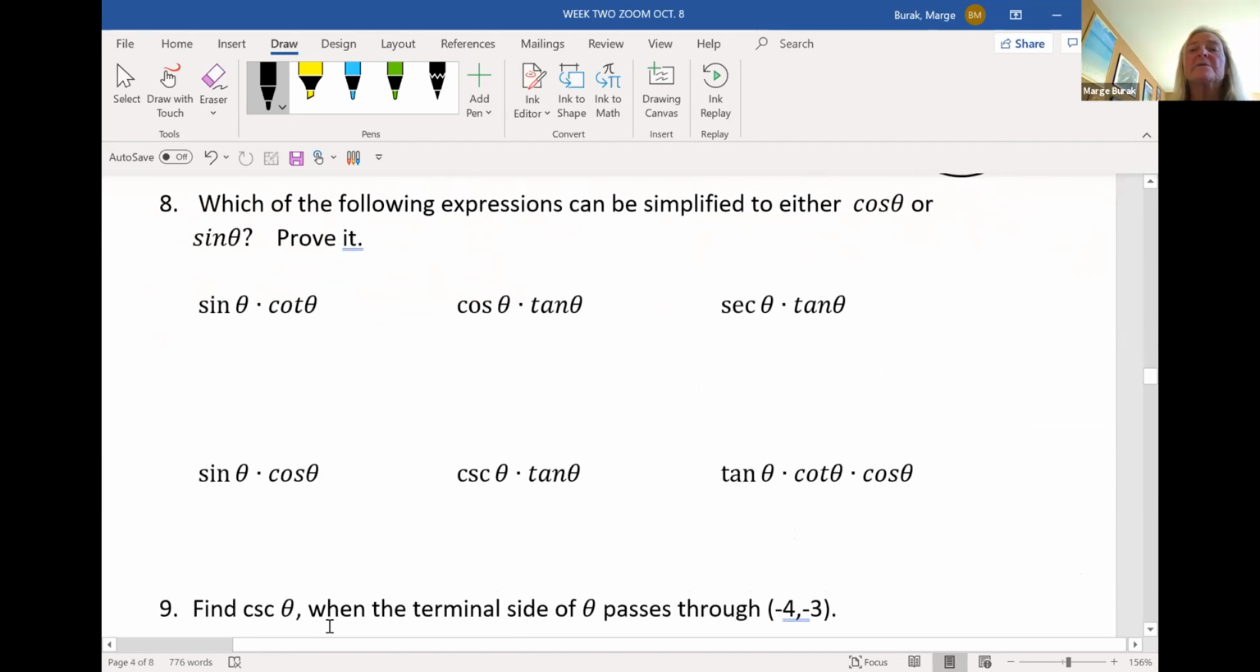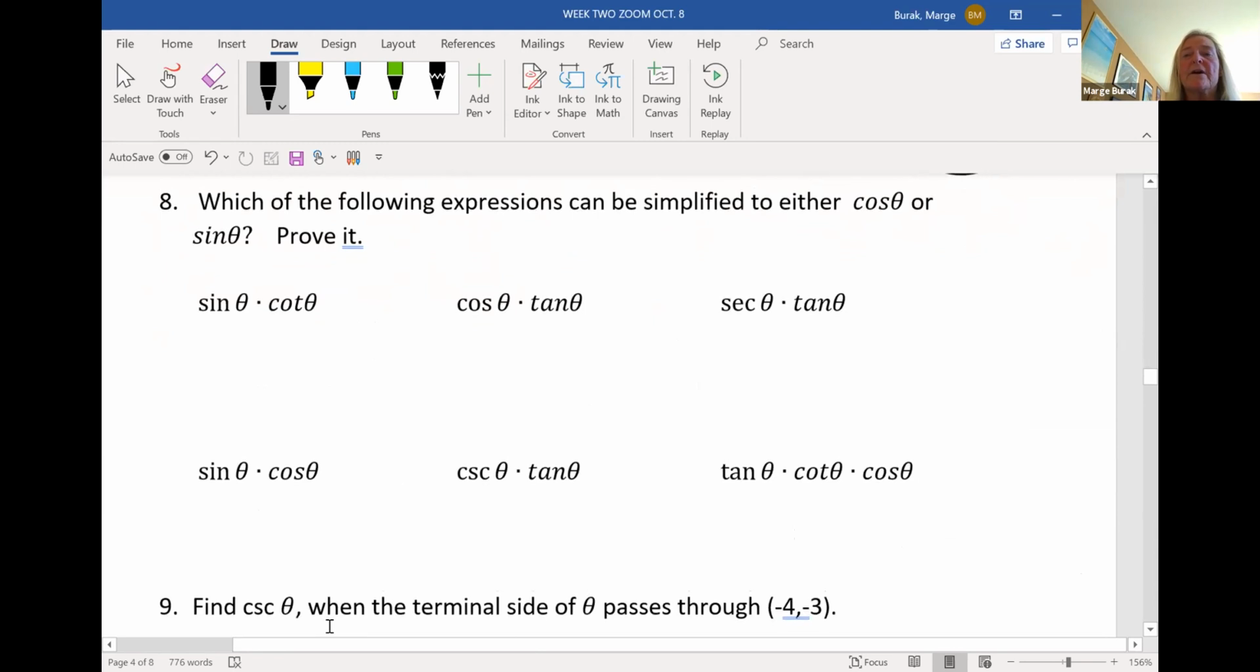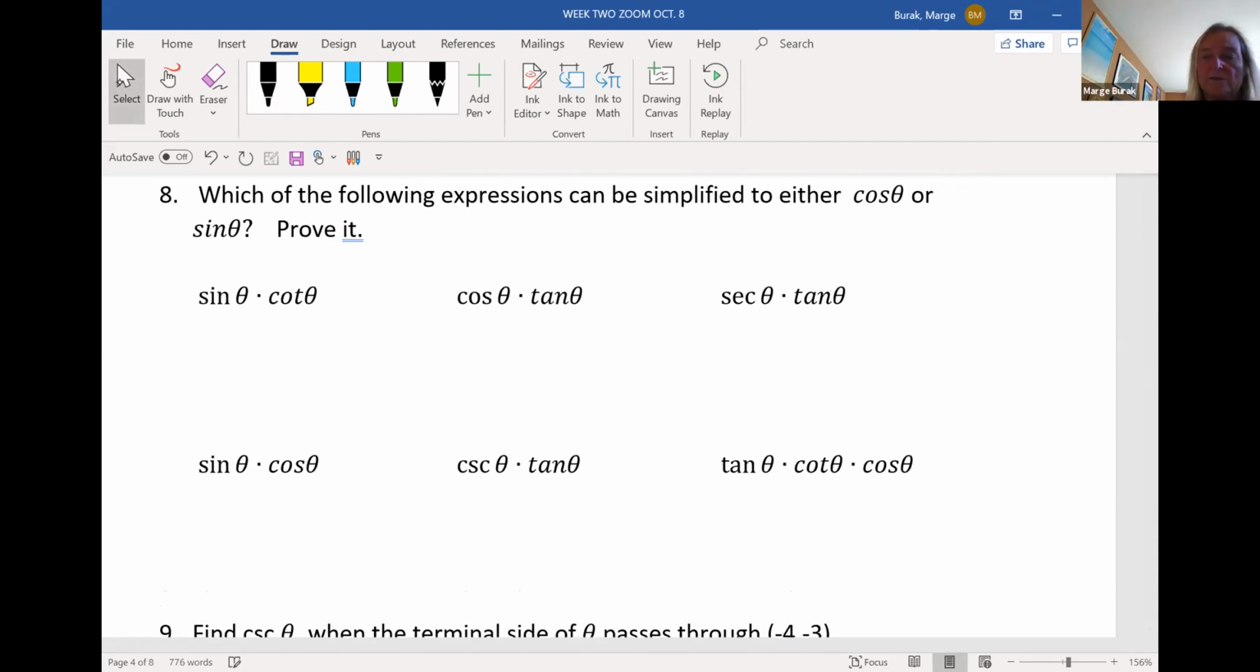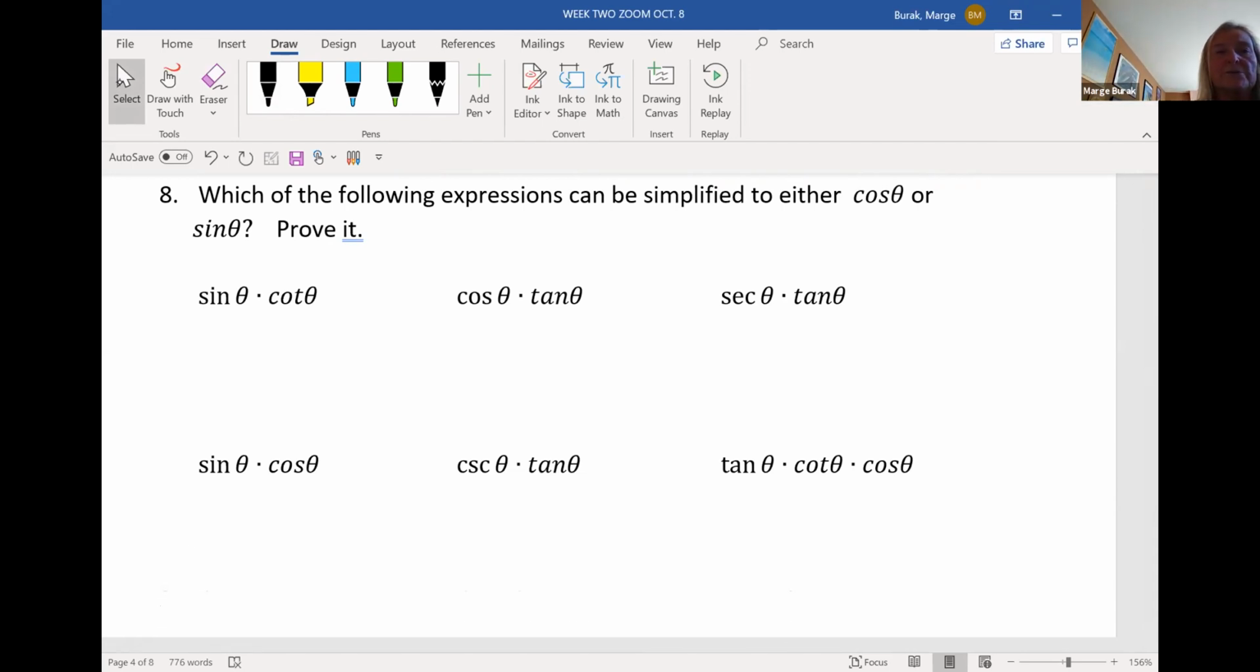Which of the following can be simplified to either cosine or sine? Go ahead and do these on your paper. I guess I'll do the first one to show you what I'm talking about. Let me see, which one shall I pick? I think I'll pick this one right here.